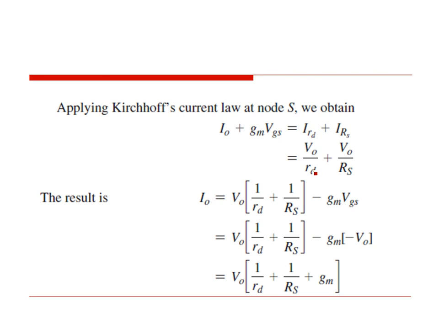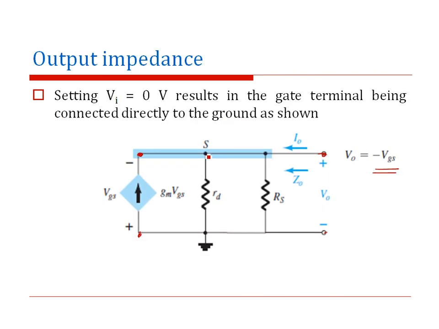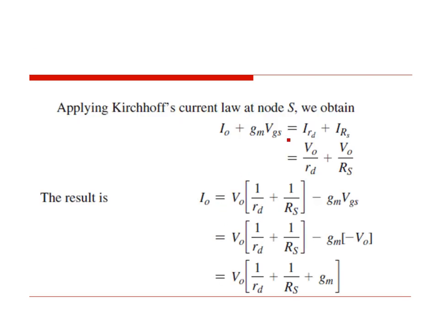Now, if you apply Kirchhoff's current law at node S, at this particular node, this current I naught is entering this junction, but at the same time you have current flowing through RD and RS. That is V naught by RS and V naught by RD. So here you get I naught plus Gm VGS equal to IRD plus IRS, and you substitute the expressions and form a relation between I naught and V naught. So I naught is equal to V naught into 1 by RD plus 1 by RS plus Gm. So this VGS you have replaced with minus V naught here.